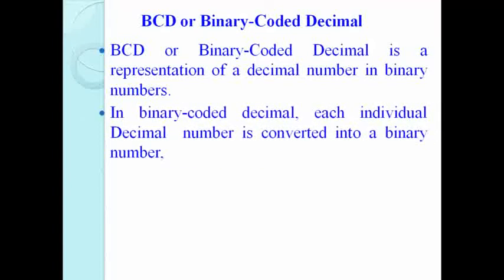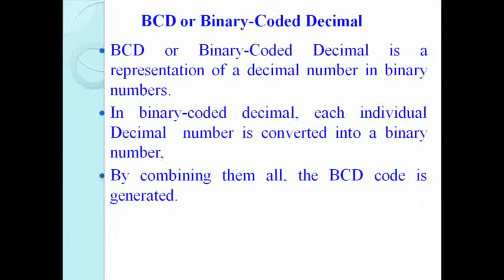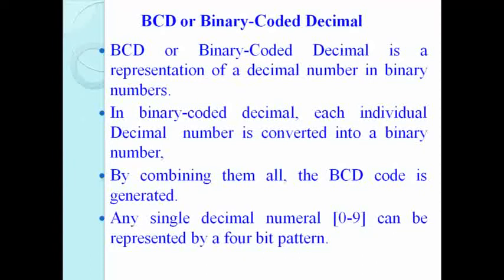In binary coded decimal, each individual decimal digit, which is 0 to 9 only, is converted into a binary number. By combining them, the whole BCD code is generated. Any single decimal digit, that is 0 to 9, can be represented by a 4-bit pattern. All 0 to 9 decimal digits are represented in a 4-bit binary pattern.